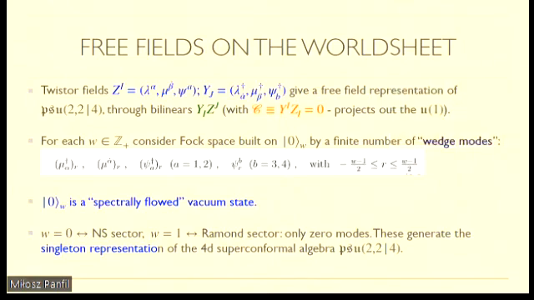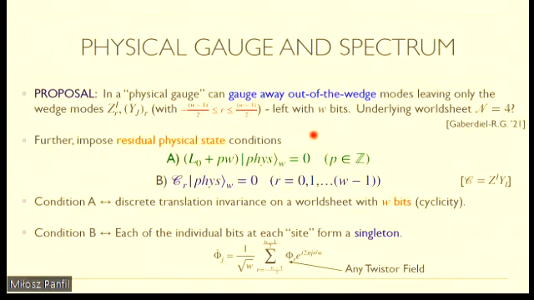Since I don't have the time, I will just sketch what the proposal was. You have similar twistor-like fields, and we considered an analog of a spectrally flowed vacuum state and so-called wedge modes for any given W. This W is now, instead of labeling the length of the cycle of an orbifold, labeling the number of bits of your Yang-Mills operator, the number of letters, if you wish, that appear in a Yang-Mills single trace. And so we made the proposal that in a physical gauge, which we are still trying to understand better, most of the modes on the worldsheet can be gauged away, and you are just left with these wedge modes.